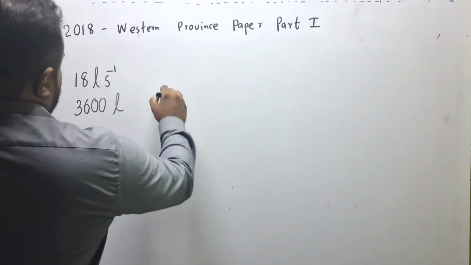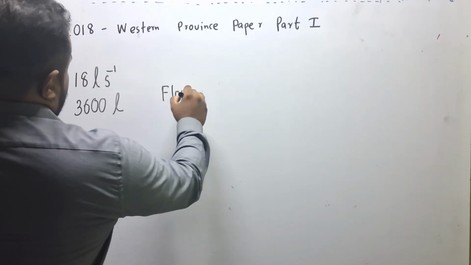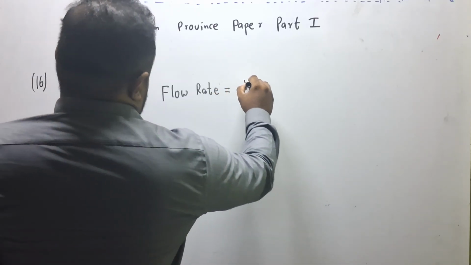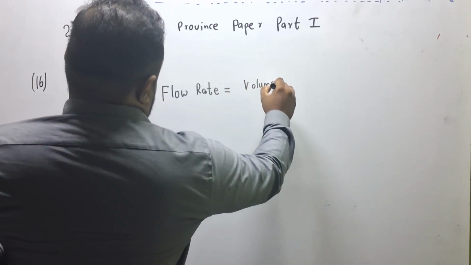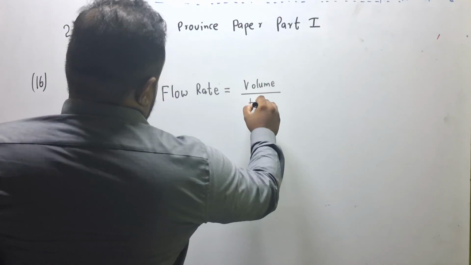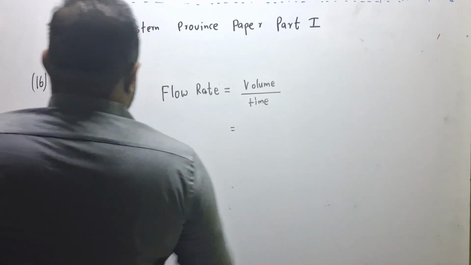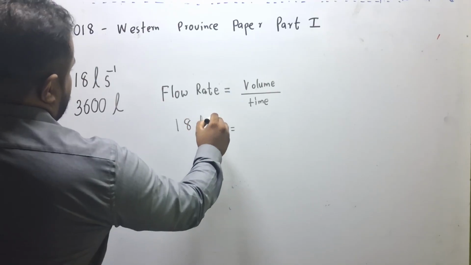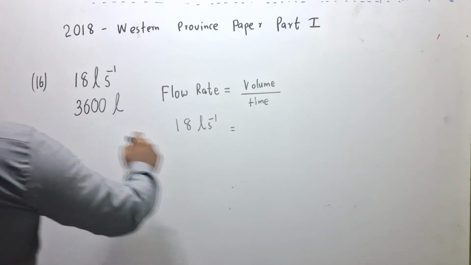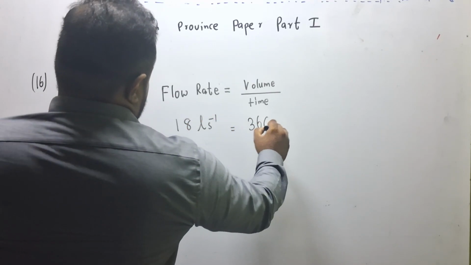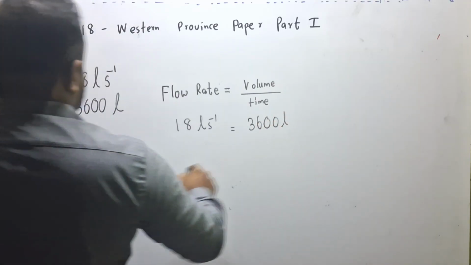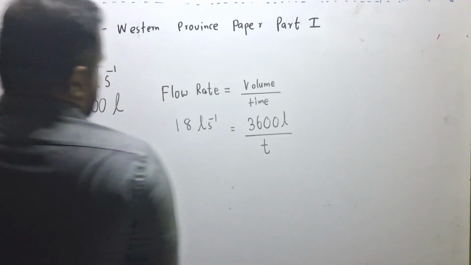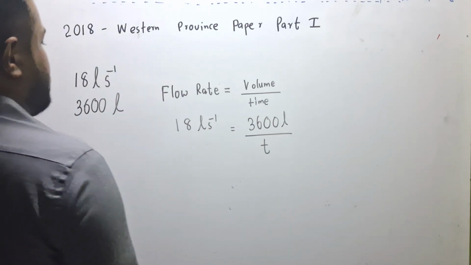What's the equation? Flow rate equals volume divided by time. We know the flow rate, 18 liters per second. We know the volume, 3600 liters. And the time is to be found, make it T.